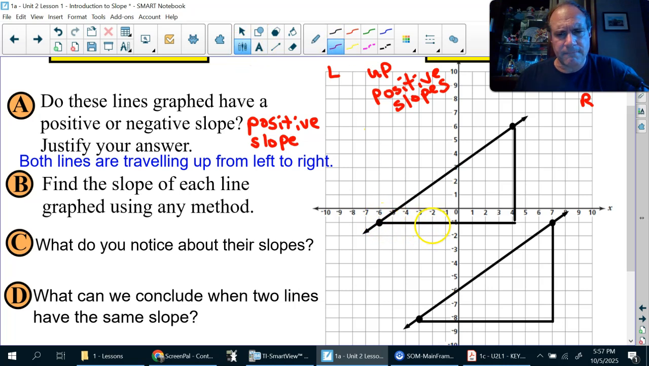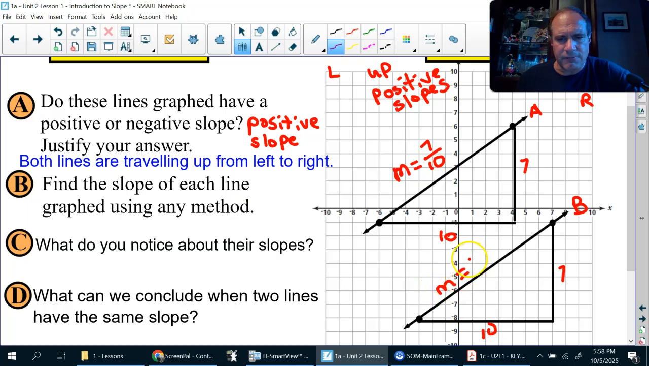1, 2, 3, 4, 5, 6, 7, 8, 9, 10. We're going to go 10, positive. 1, 2, 3, 4, 5, 6, 7. This is 10, and then this is 7 as well. So the slope of line A, we're going to call this A, and we're going to call this B. The slope of this line here, m equals 7/10. And then the slope of this line is 7/10 as well. What do you notice about their slopes? The slopes are equal.